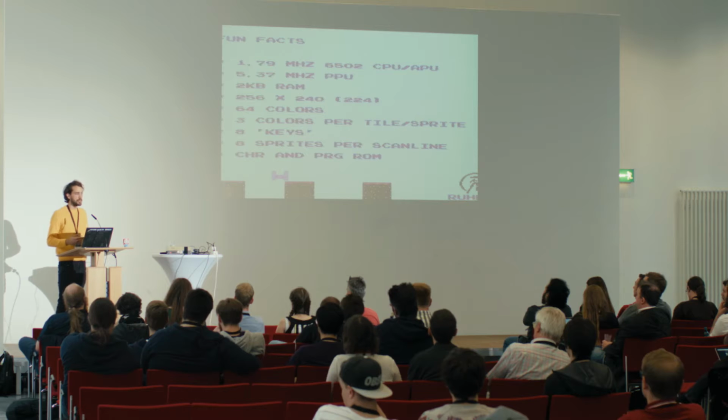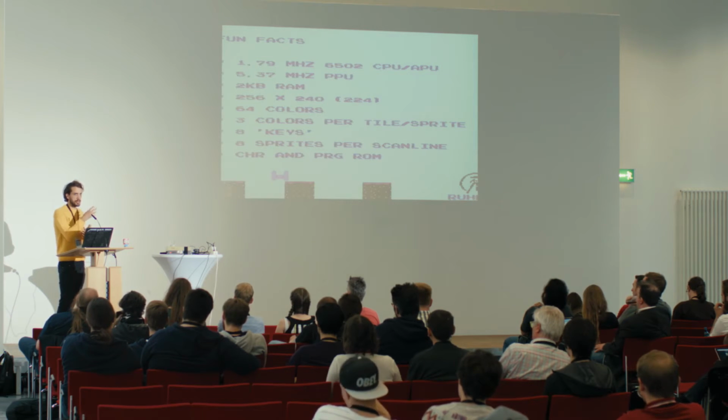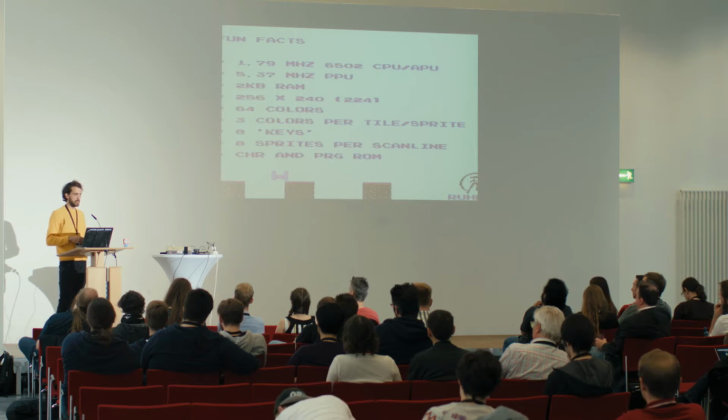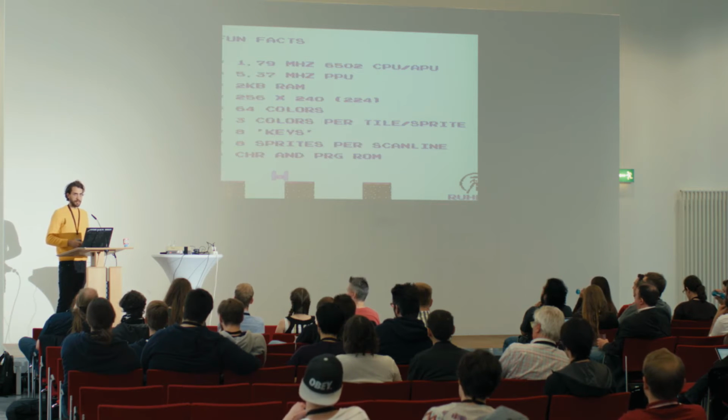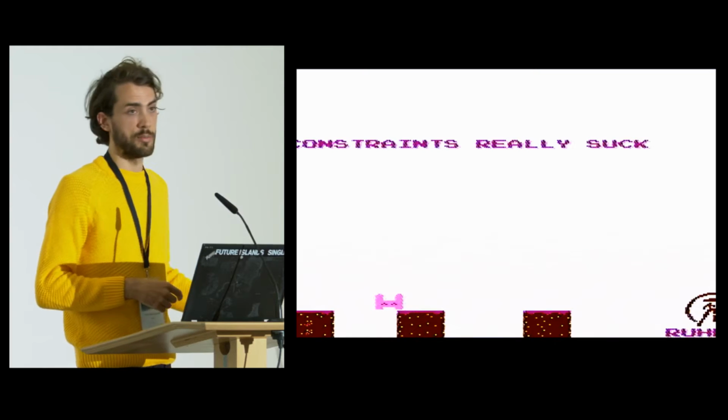I have a transparent cartridge, which I thought was really cool, because then you can see the 2 ROMs. It's actually not one ROM, it has a character ROM, which is 8 kilobytes of data about what the character looks like, and the program ROM, which is the program. Okay, so constraints really suck sometimes.